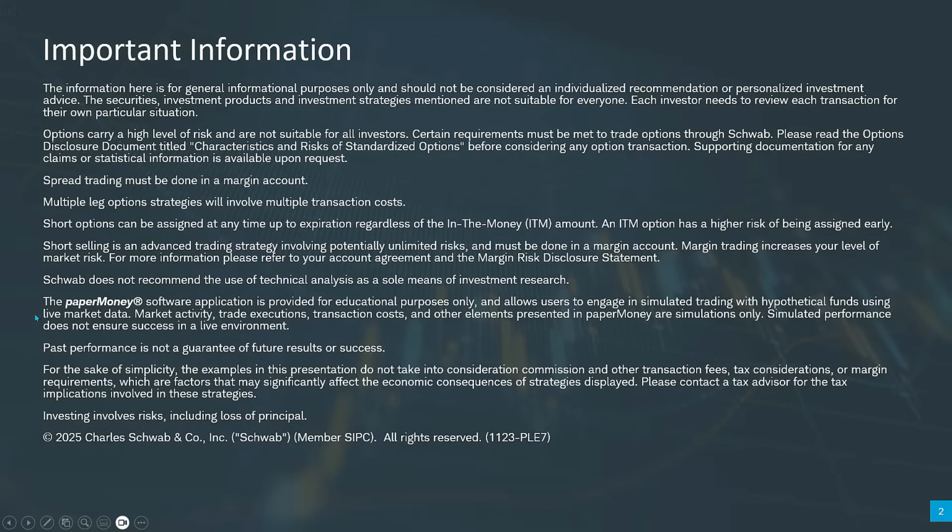And also remember when we talk about our examples, it reminds me of a story I got to tell. Remember that also the paper money software application is provided for informational purposes only. And also remember that investing involves risk.